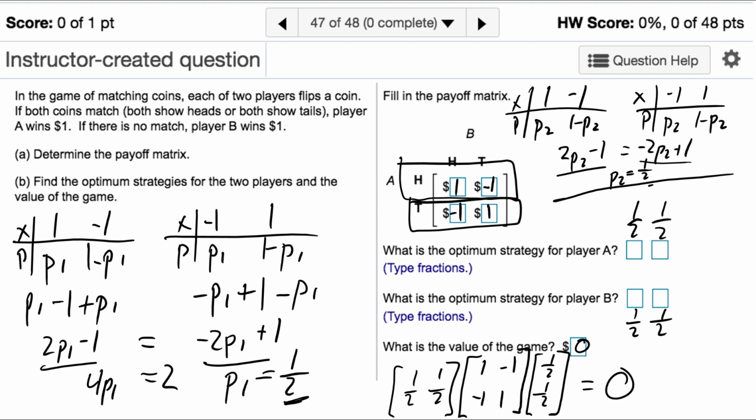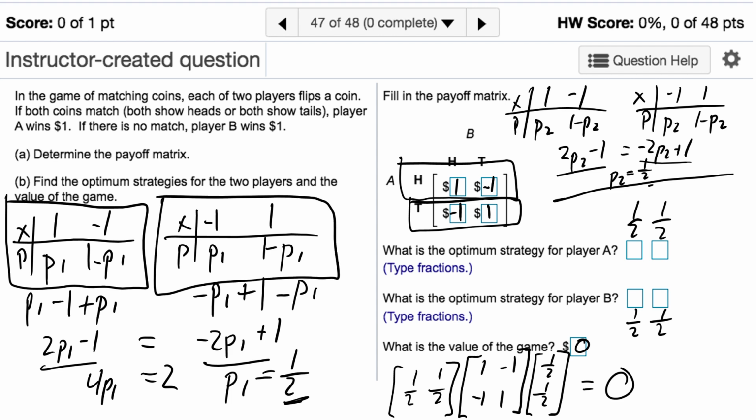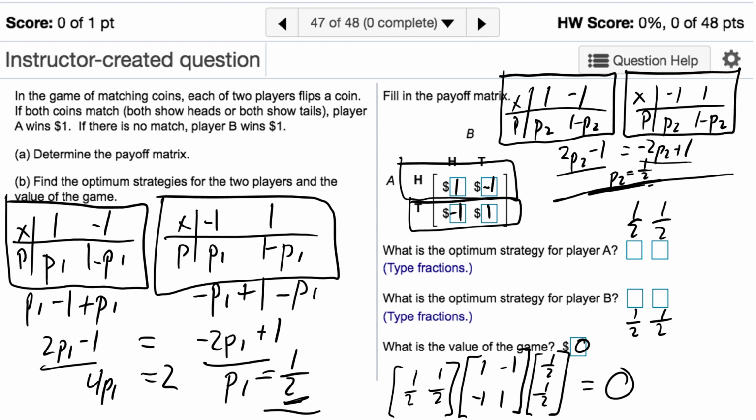We find the expected value for A if B picks option 1. We find the expected value for A if B picks option 2. We set those equal to each other and solve for P1. Then we find the expected values for B if A picks the first option, and then the expected value for B if A picks the second option, and that helps us find P2. And then we find the value of the game, and that's it every single time.